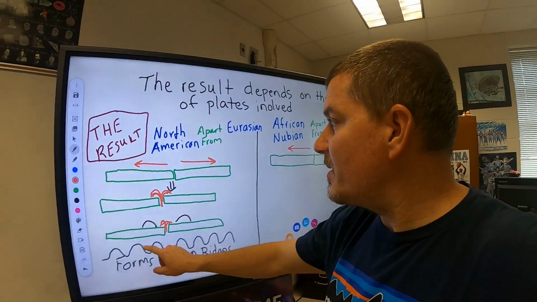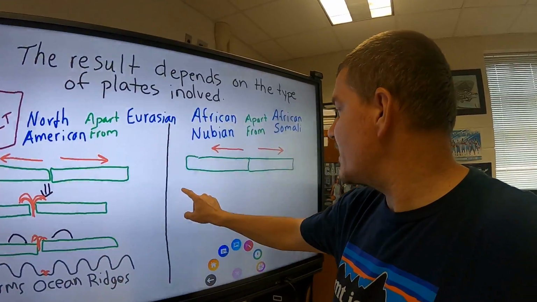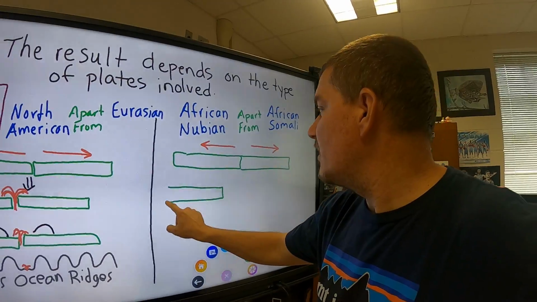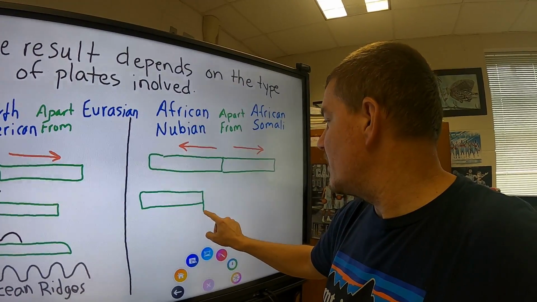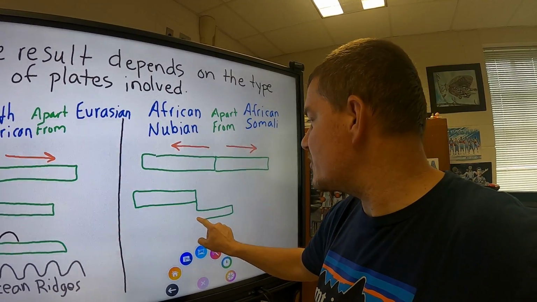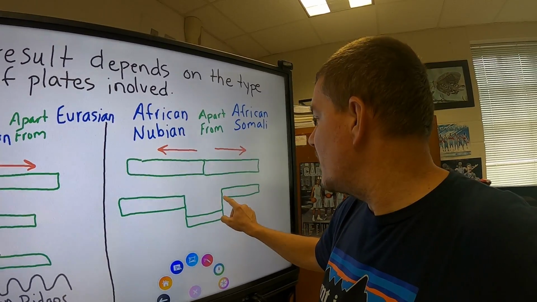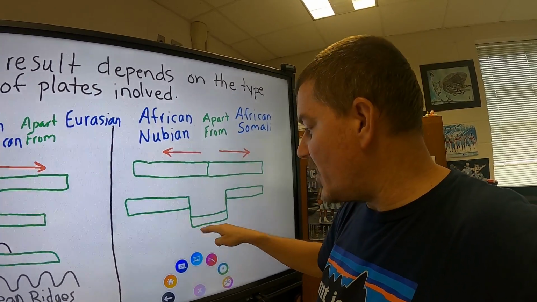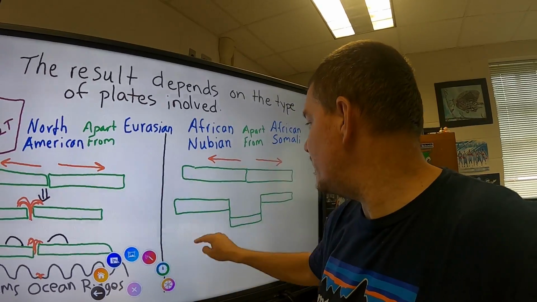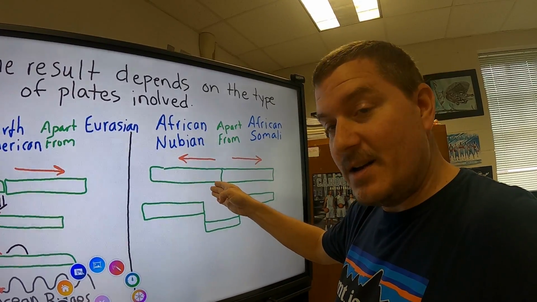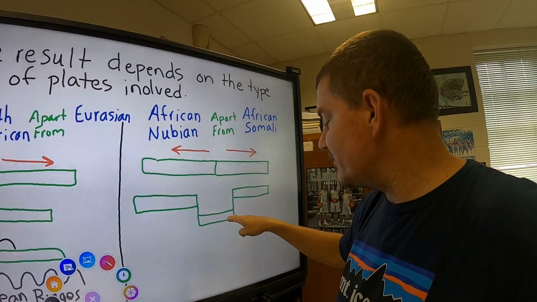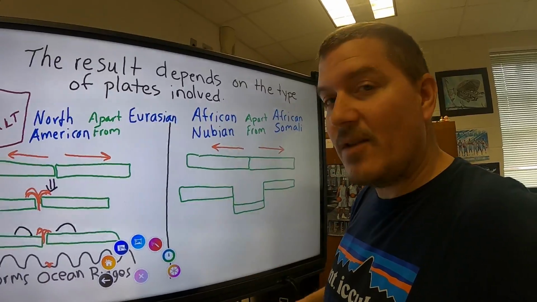So we've got our plates coming apart from each other, and as they come apart, that middle piece is going to drop down. And so we've got our topography of our land moving from flat land, straight cliff down.